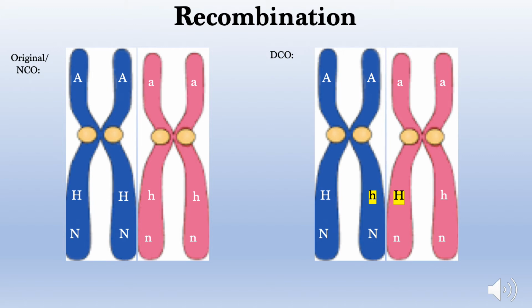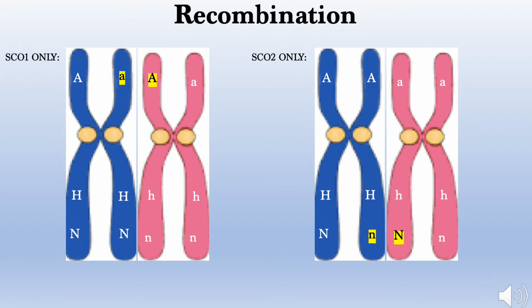This slide shows what a no crossover and a double crossover would look like. I have highlighted where the double crossover event occurred on the right at the hair color loci. This shows a single crossover at the skin color loci and a single crossover at the wing type loci. They are also highlighted in these pictures.